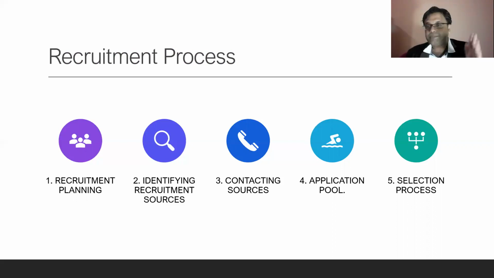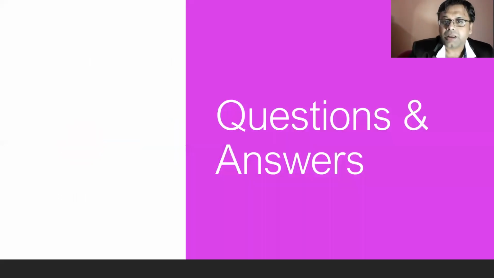If it is an advertisement, we need to contact the newspaper. If it's a job portal, we need to contact the job portal like naukri.com. If it is campus hiring, we need to contact the colleges, the training and placement officers, or the principals of the colleges, right? So that is called contacting the sources. Next one is the application pool. Based on the sources, we'll be gathering the databases and the CVs. That is the application pool, and based on that, we'll start the selection process.